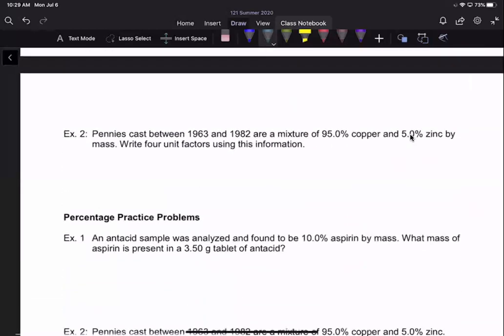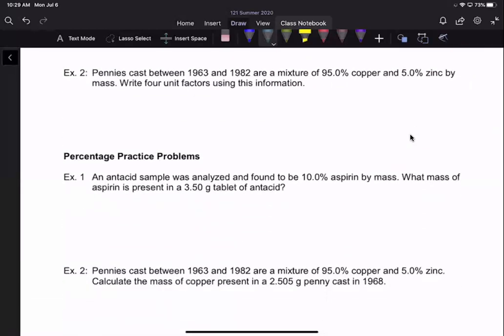Let's take a look at pennies though. This is what we're going to be looking at with our density lab. And pennies were changed in 1982. They were 95% copper with a little bit of zinc, and then they changed to use less copper.